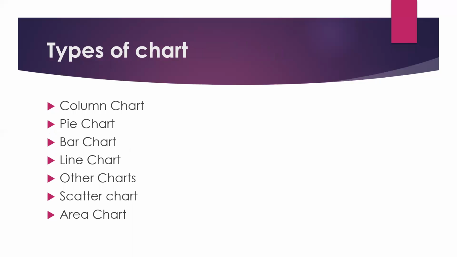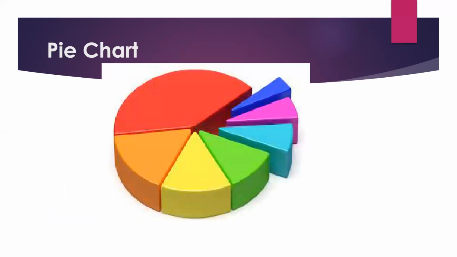Next, let us discuss about for what? Types of chart. There are 7 types of chart. What are they? Column chart, pie chart, bar chart, line chart, other charts, scatter chart, area chart. First, let us discuss about column chart. Sorry, pie chart. So this is for what?